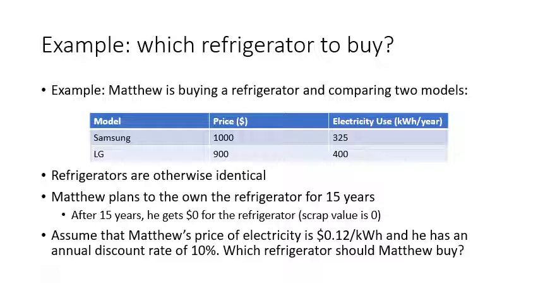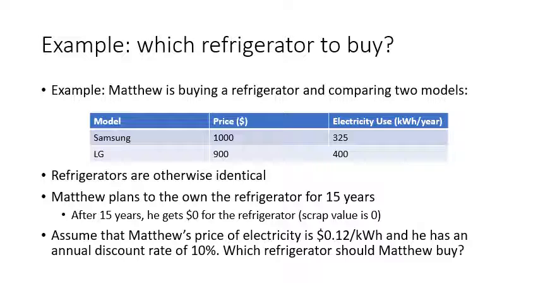So let's look at an example. Which refrigerator should you buy if you go to the store and look at two different refrigerators? In this example, Matthew is buying a refrigerator and comparing two models, a Samsung and an LG. The Samsung costs $1,000 and uses slightly less electricity, kilowatt hours per year, than the LG does, but the LG costs only $900 to purchase. So which one's better? Refrigerators are otherwise identical.